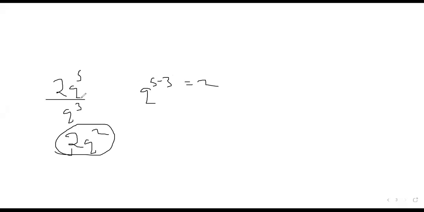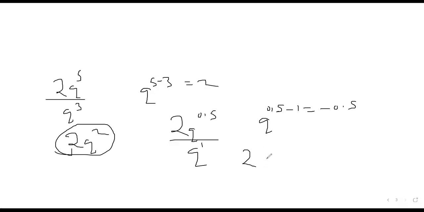Okay, just subtract this minus that. We know that there are 5 q's there and the 3 q's just cancel. 3 into 5 q's remain with 2. But where we have 2q to the power 0.5 over q to the power 1, this is simply 0.5 minus 1, which is negative 0.5. So here the answer would be 2q to the power negative 0.5, or negative half.